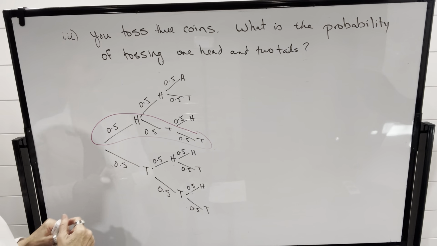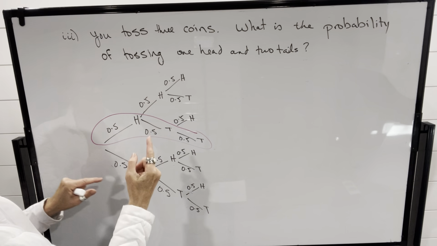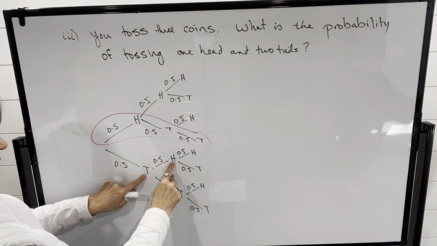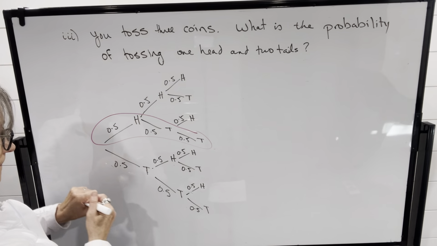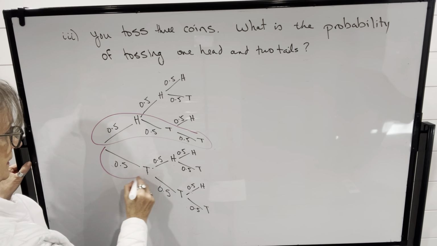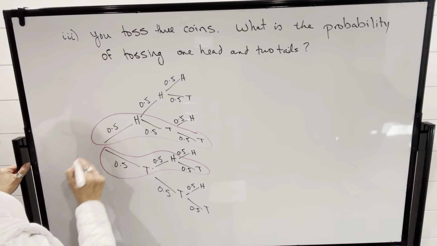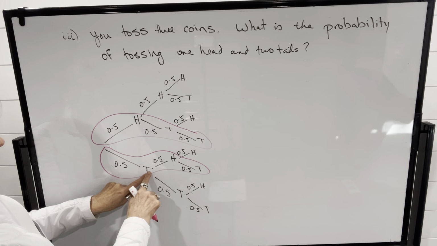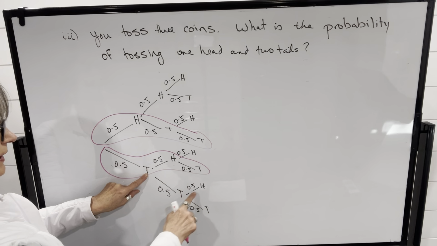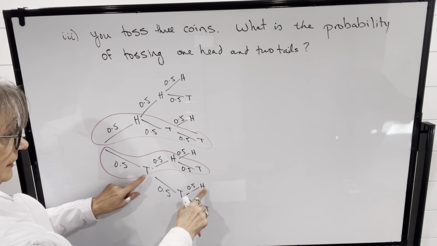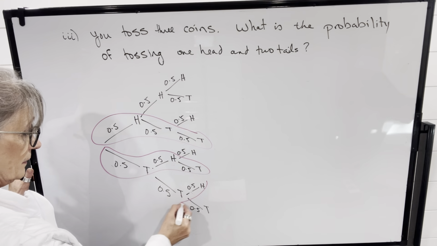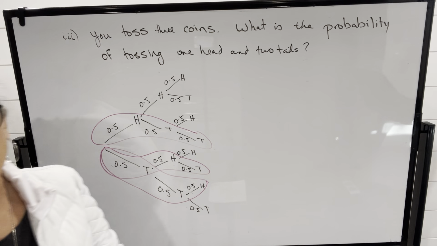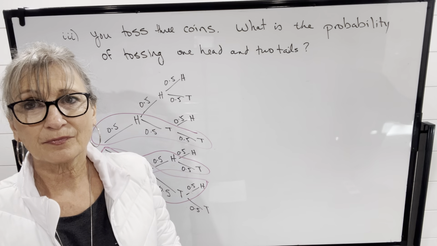Then we can get 1 head and 2 tails if we get a tail on the first coin, a head on the second coin, and then a tail there. So this will give me the outcome. The third option is if the first coin is a tail, second coin is a tail, and the third coin is heads. So there's 3 different ways we can get that desired outcome.